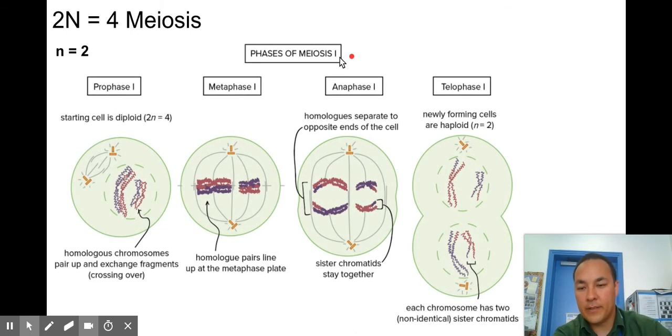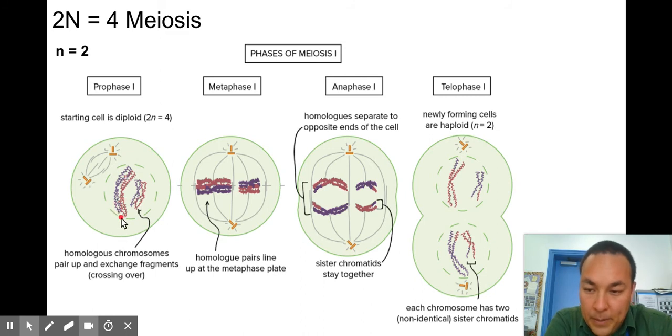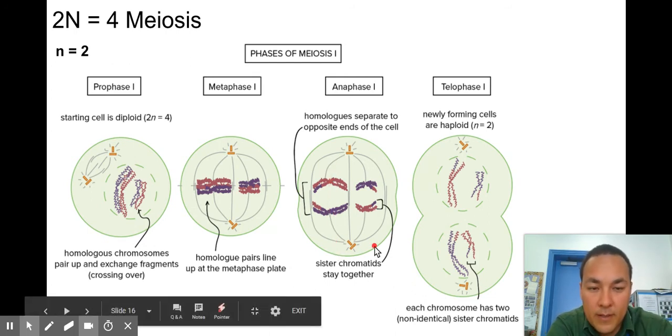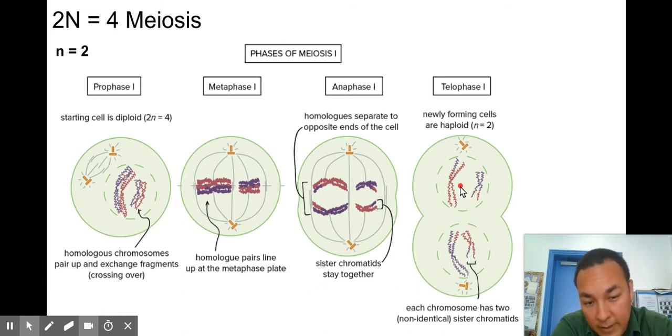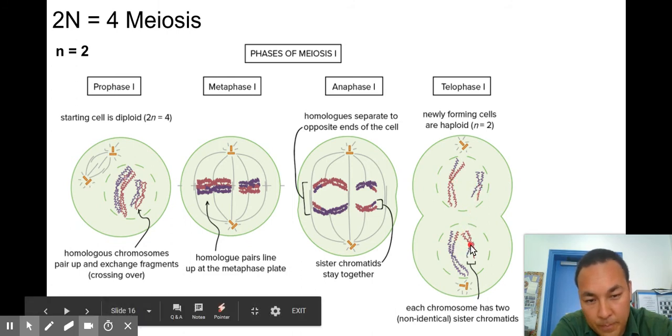Let's take a picture of it. So here's the same one. 2n is equal to 4. They're going to pair up. This is a homologous pair. You have all aced this. You're going to remember that they're going to undergo some crossing over. In anaphase 1, instead of pulling chromatids apart, it's going to pull apart homologous chromosomes. So at the end of telophase 1, how many chromosomes are in each cell? We count them by the centromere. So 1, 2, 1, 2.